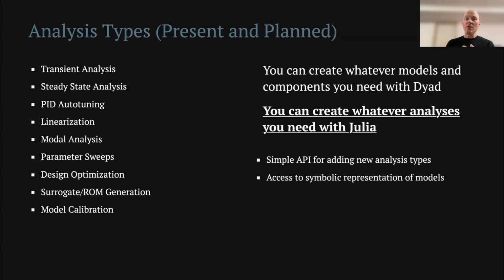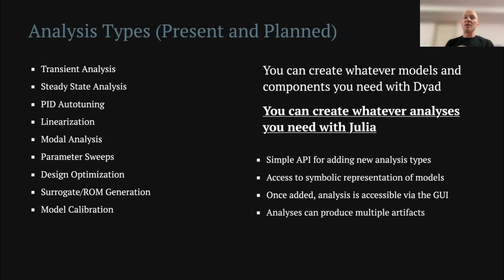So there's a simple API for doing this, for adding new analysis types, and they will allow you to get access to the symbolic representation of one or more models that you want to associate with the analysis. Once they're added, these analyses can be manipulated in the GUI. You can actually bring up dialogues and change parameters and store them in your libraries and all of that stuff. There's essentially a graphical representation for them. And the analyses can produce multiple artifacts.